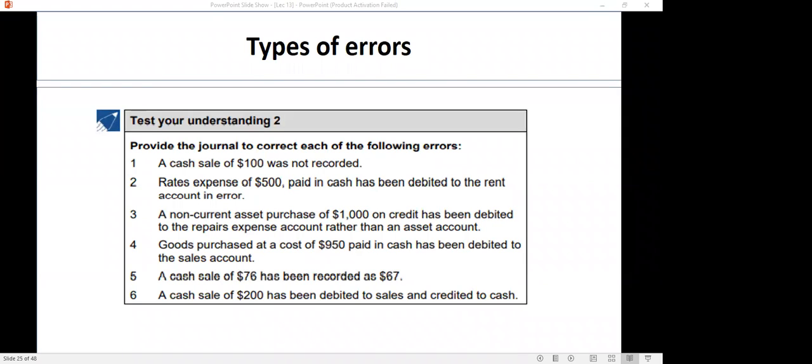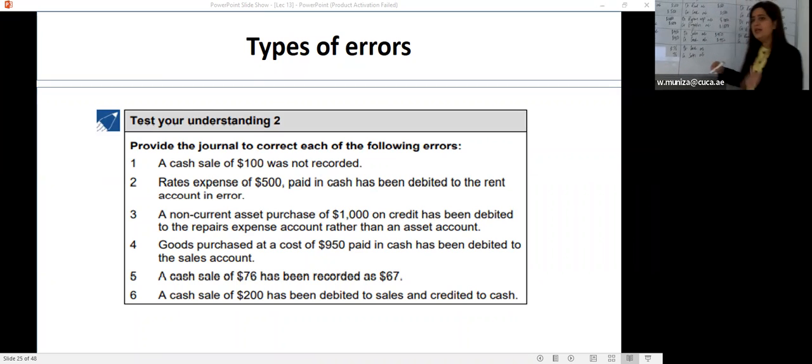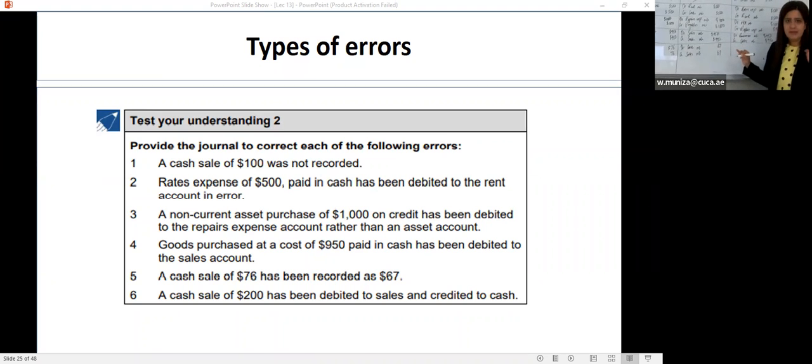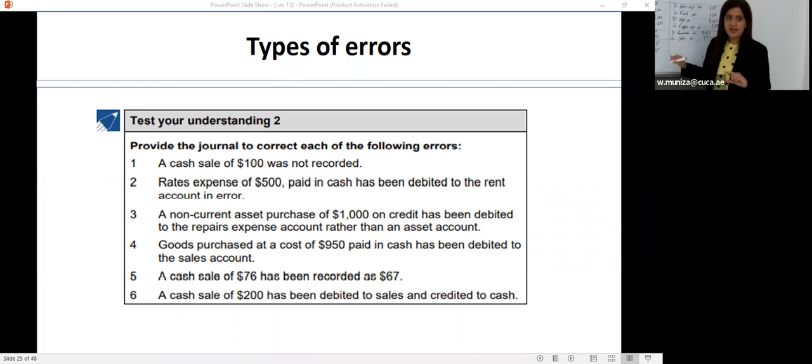We should have recorded it with an amount of $76, is it? But by mistake, what accounting entry we have passed? Debit cash account, credit sales account. Accounting entry is correct, but the amount with which we have recorded is 67. Which type of error is it? Error of original entry, where entry is correct, but the amount is wrong.